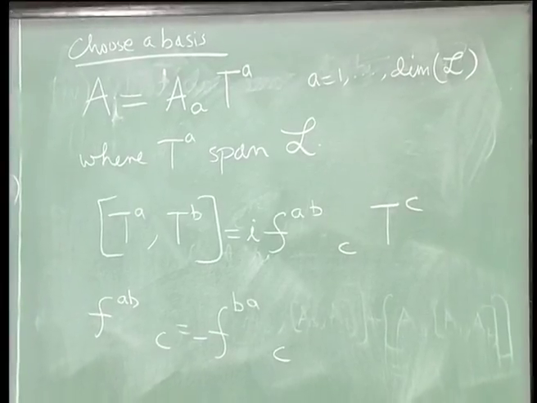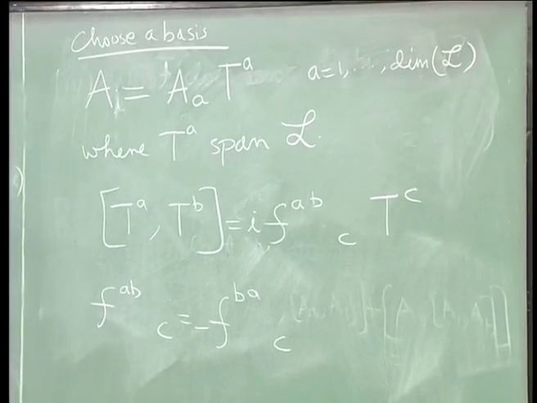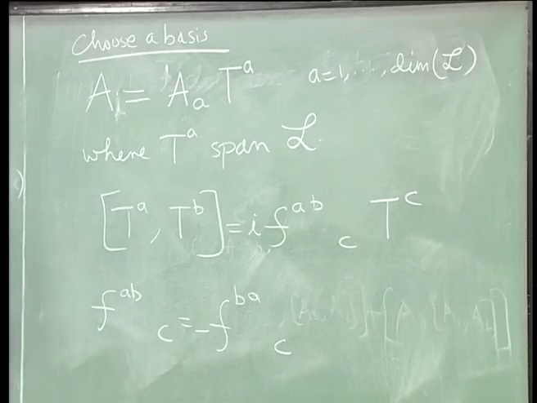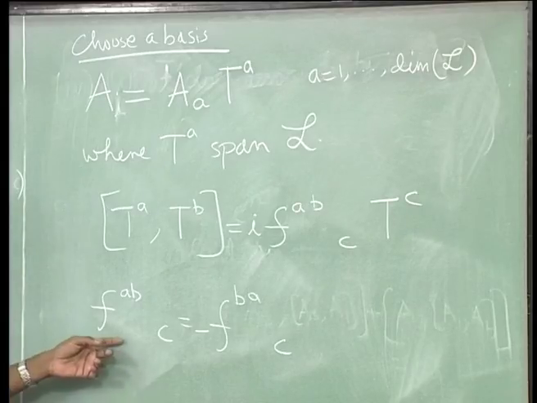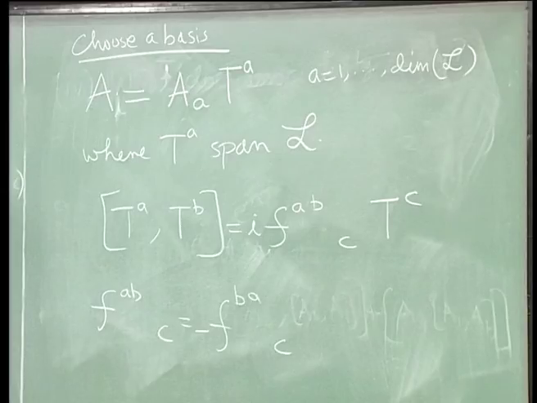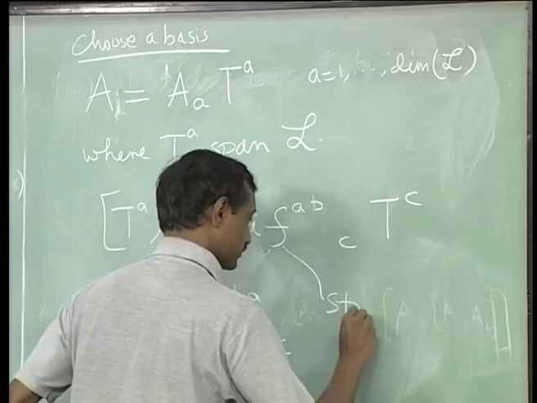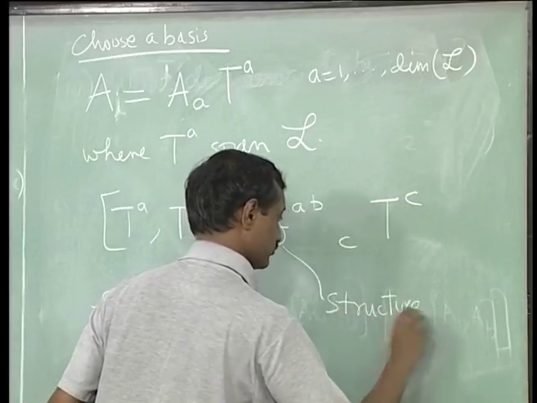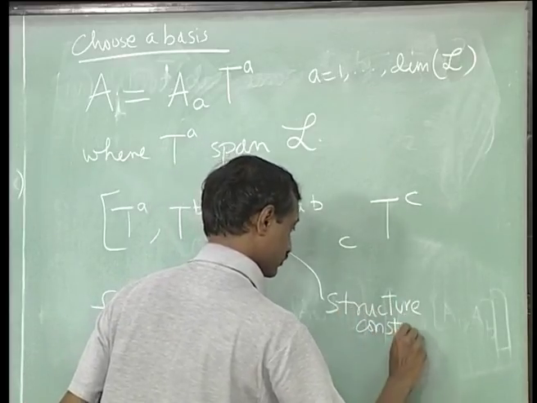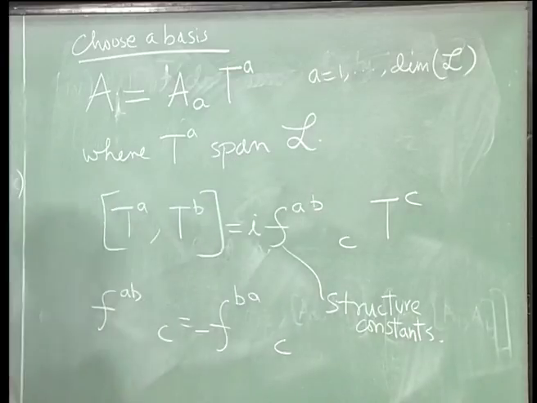I leave it as an exercise, or it will show up in one of your assignments. The T's themselves have to satisfy a Jacobi identity. So you take TA, TB, TC and write out the Jacobi identity, and you see that it implies a condition for the F's. These have a name: they are called the structure constants. I'll give you an example now.